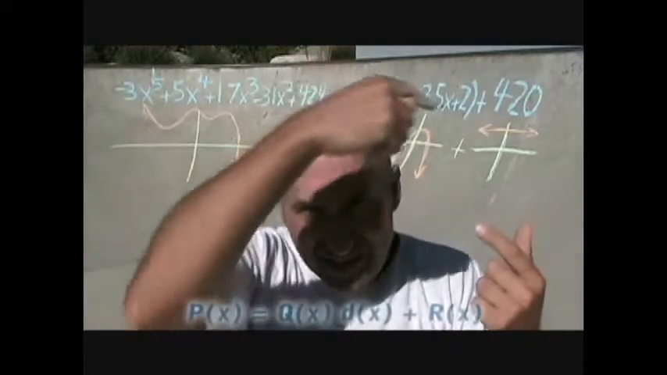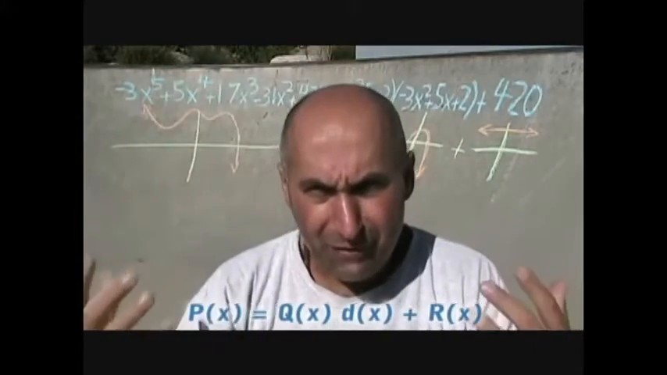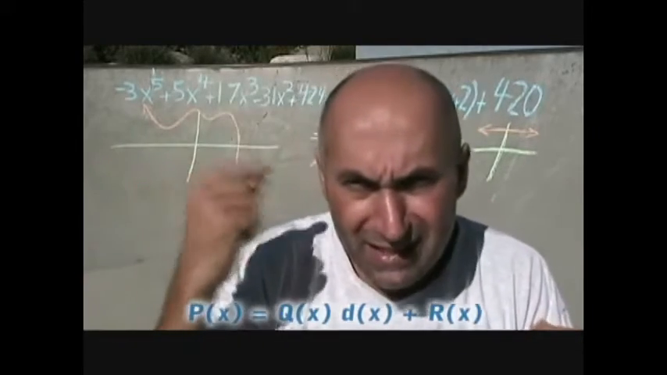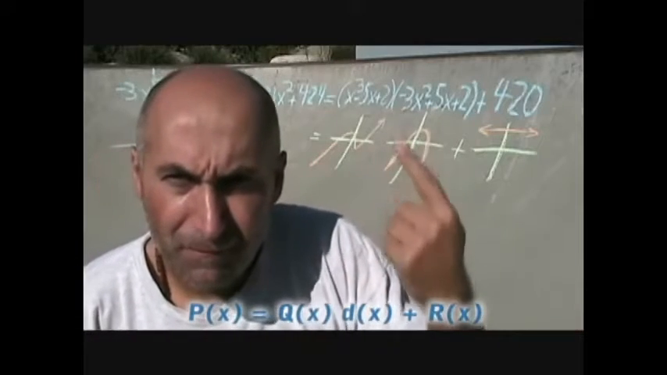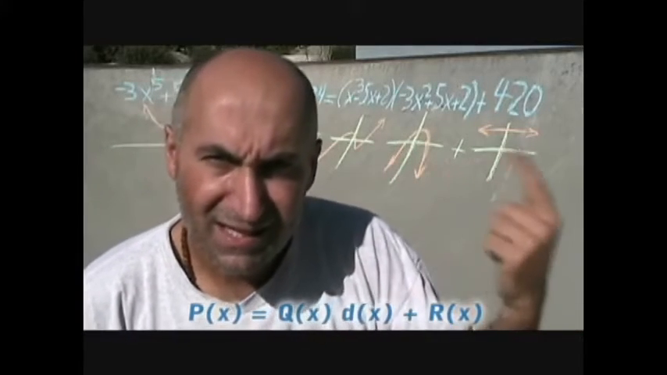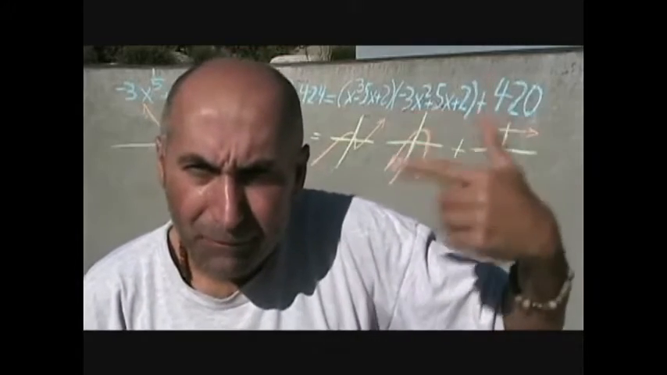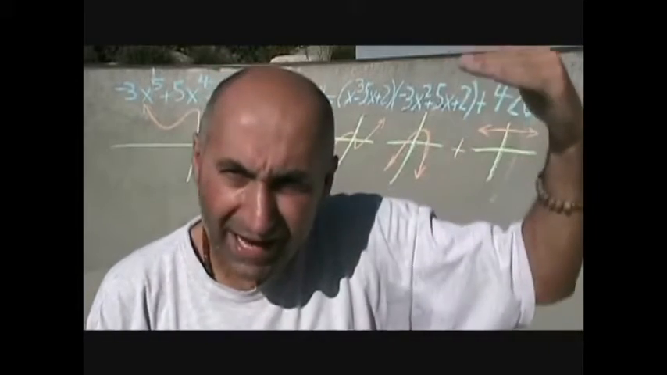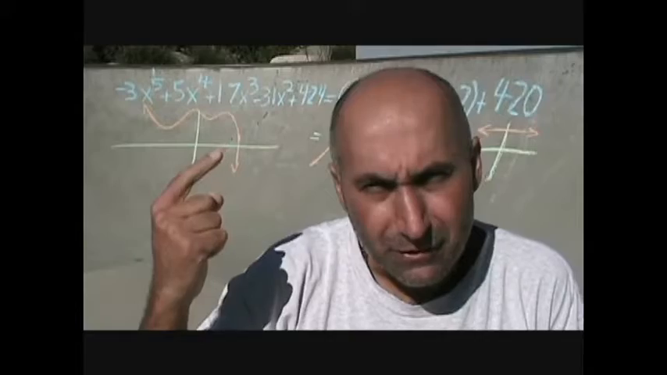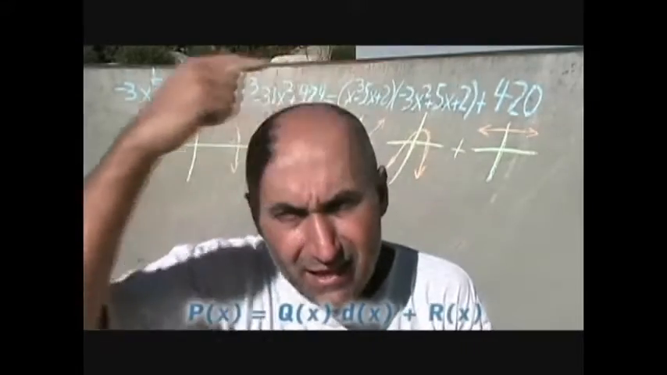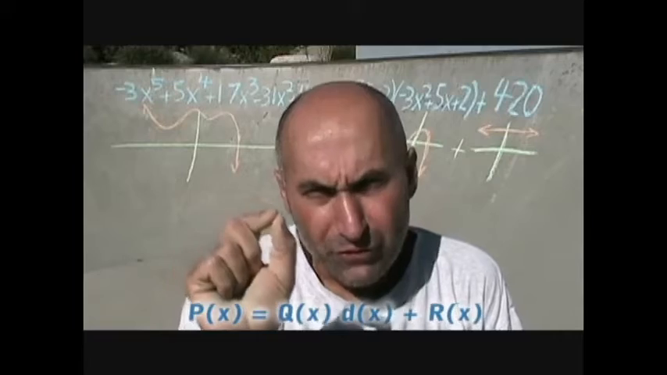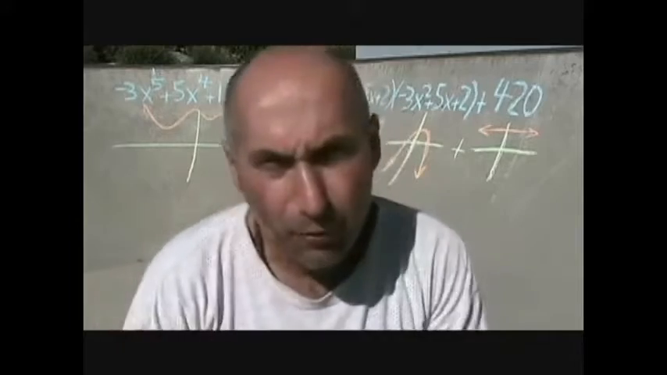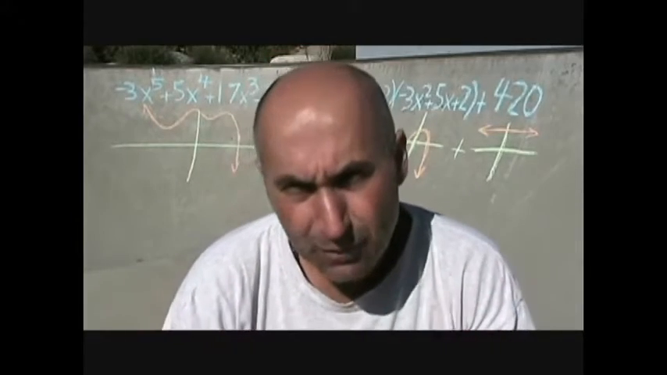So the division statement up here, what it's saying graphically is this function is equal to this function times this function plus this function. So if you multiplied this graph with this graph and moved everything 420 up, 420 higher, you would get this function. That's what the division statement is saying here, but we're saying it with letters and numbers instead of graphically, right? I hope this makes sense, because this is really what we're getting at.